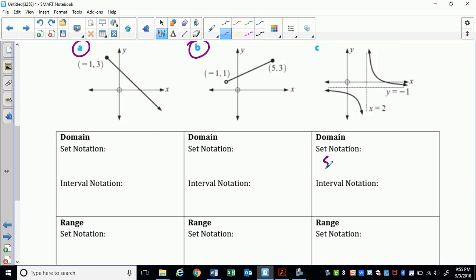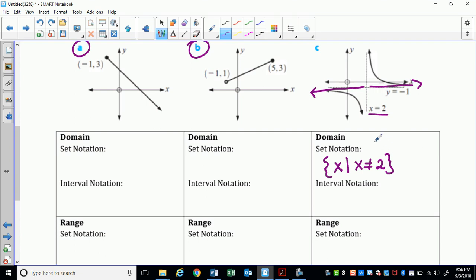So we're always going to have a bracket, x such that, let's look at my x values. It looks like they go infinitely to the left, right? And then they kind of stop right here at x equals 2. And then they keep on going infinitely to the right. So it's all the numbers except when x equals 2. Okay, I know how to do that. So x such that x does not equal 2. Everything except for when x equals 2.